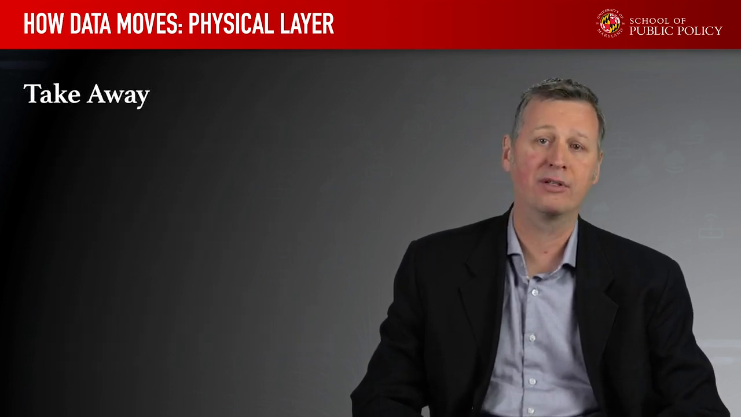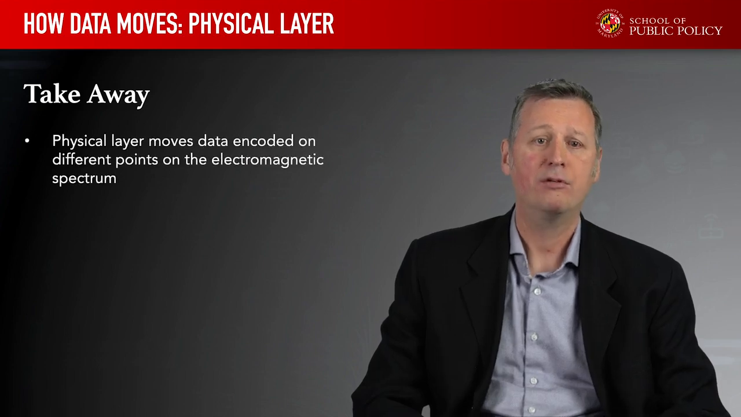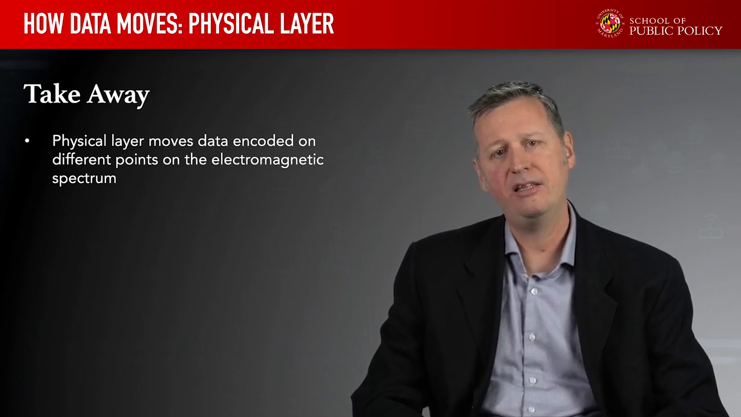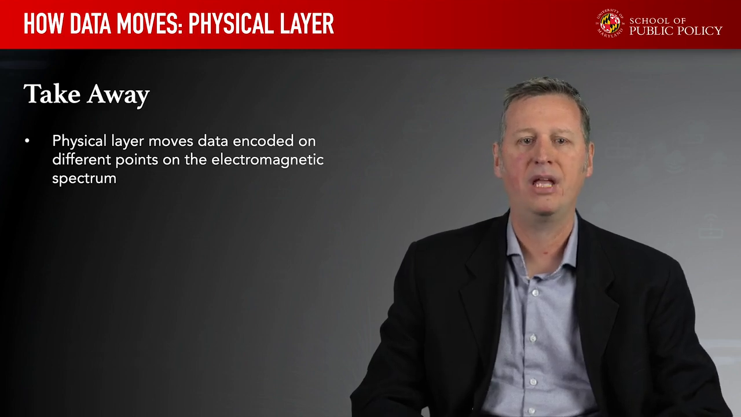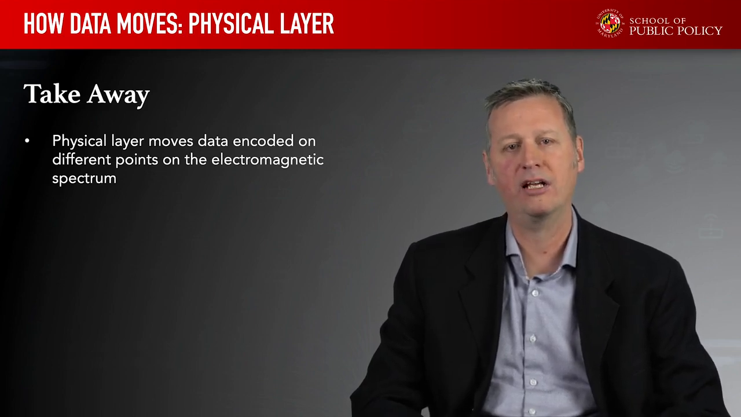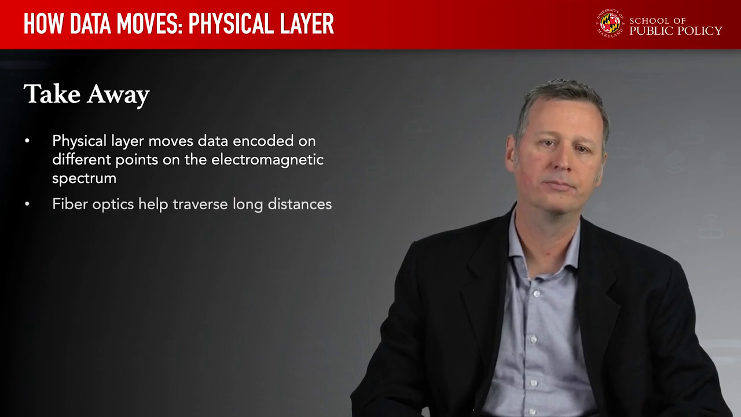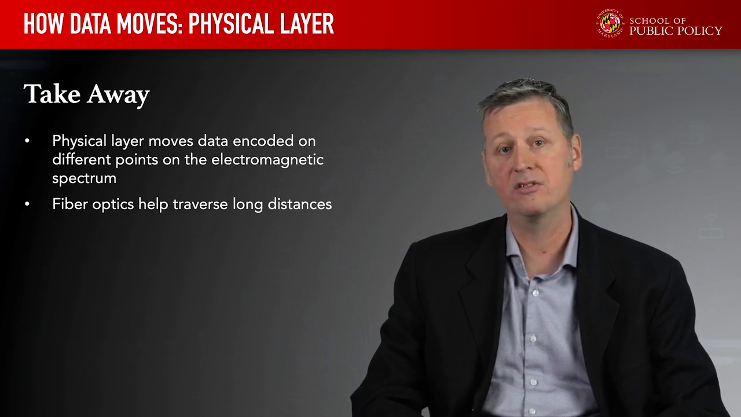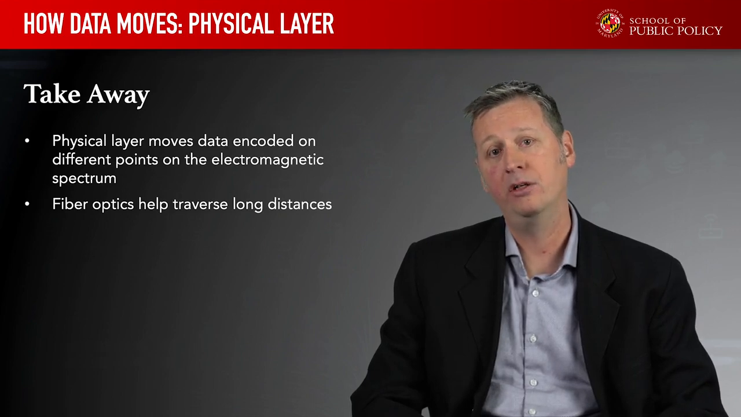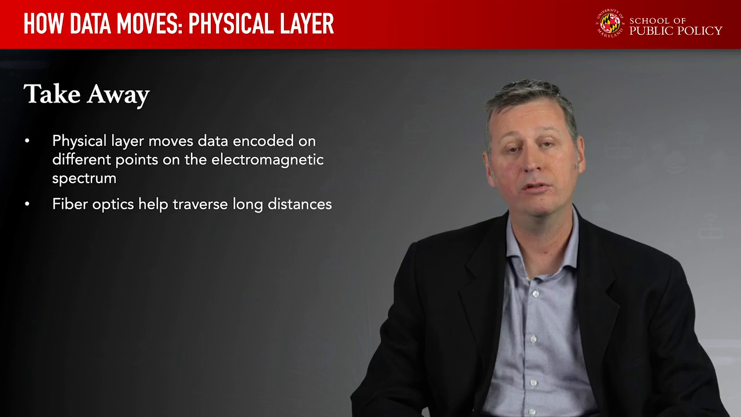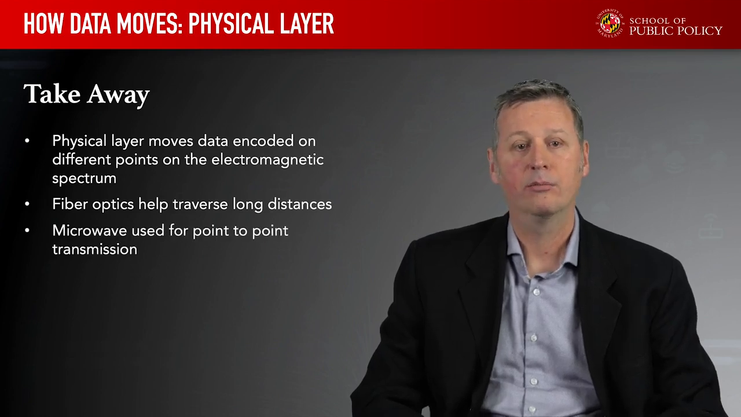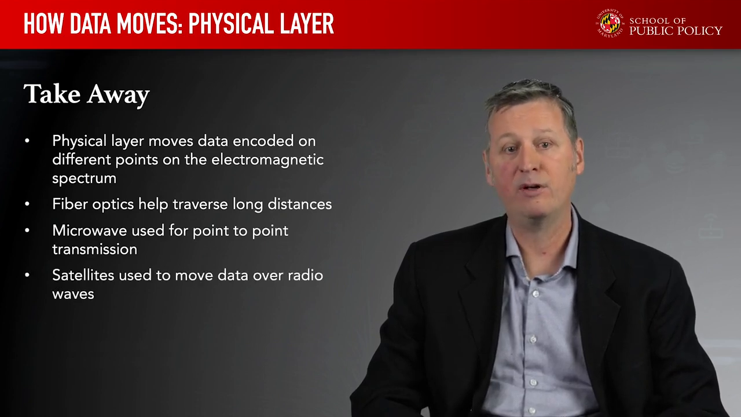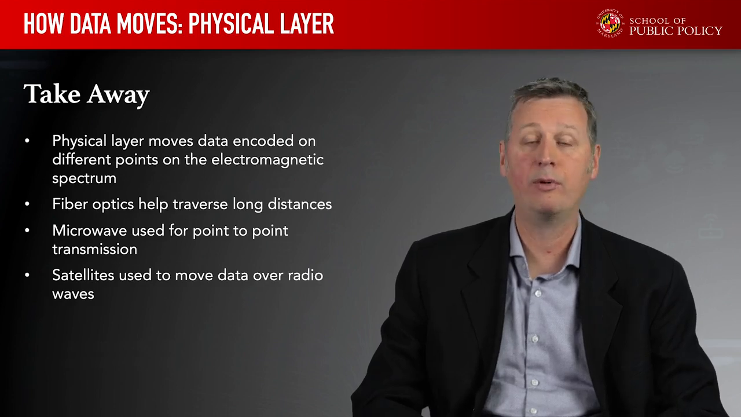So what can we take away from this episode? First of all, the physical layer actually moves energy. And in that energy is encoded information. And it uses different parts of the electromagnetic spectrum. Fiber optics are one way in which we can help traverse very long distances, and they tend to carry information underneath things like the ocean. Microwave can be used for point-to-point transmission. And finally, satellites can be used to move data over radio waves.